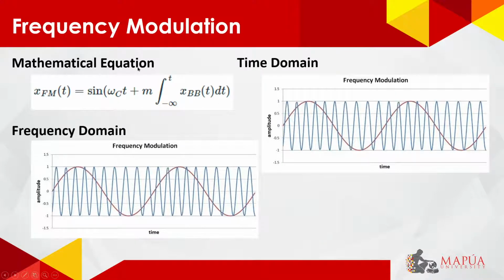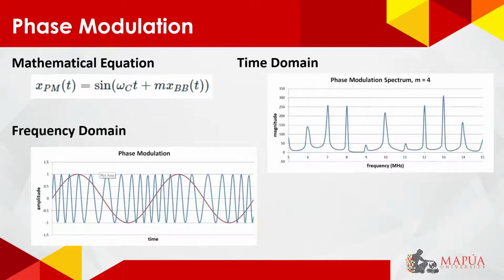So for frequency modulation, we can summarize it with this equation, the frequency domain, and also the time domain. Now we have phase modulation, and we can see the mathematical equation, as well as the frequency domain and the time domain.